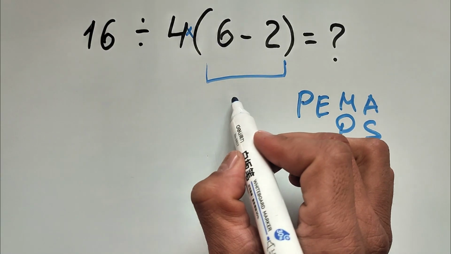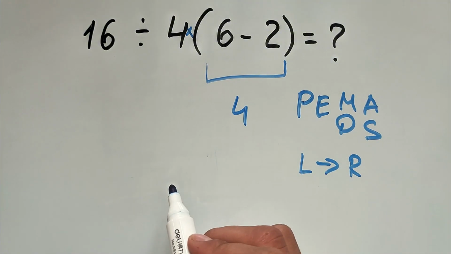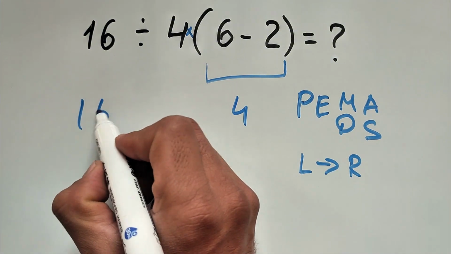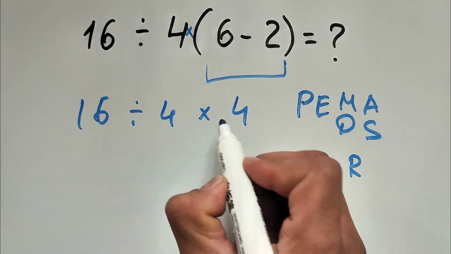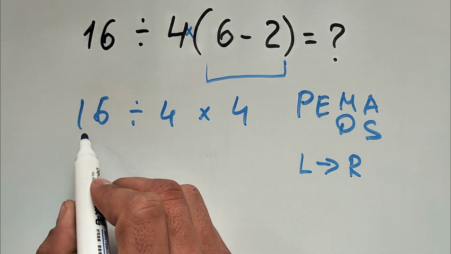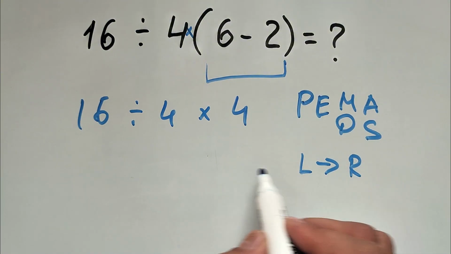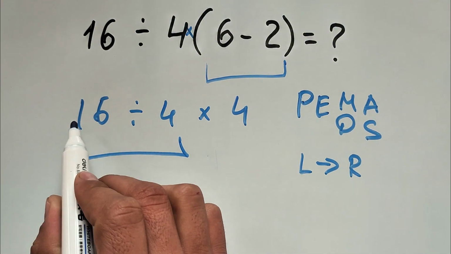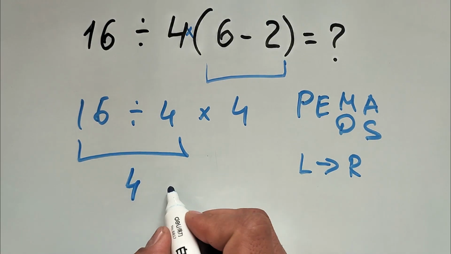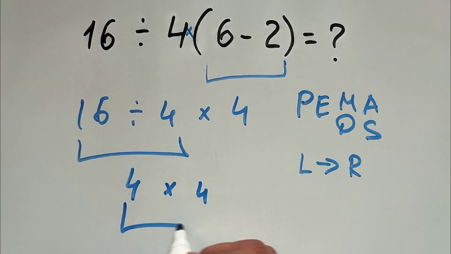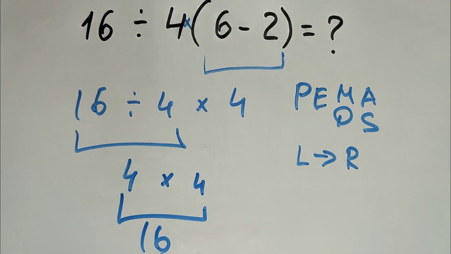Here, according to this rule, first we have to work this. 6 minus 2 equals 4, and we have to copy the rest of the problem: 16 divided by 4 multiplied by 4. Here, according to this rule, first we have to work this. 16 divided by 4 equals 4, and 4 multiplied by 4 equals 16. Our correct and final answer is 16.